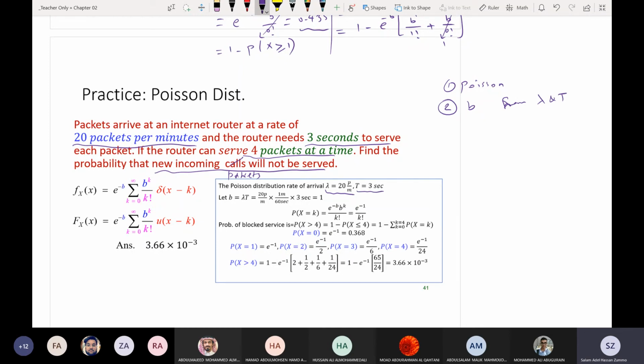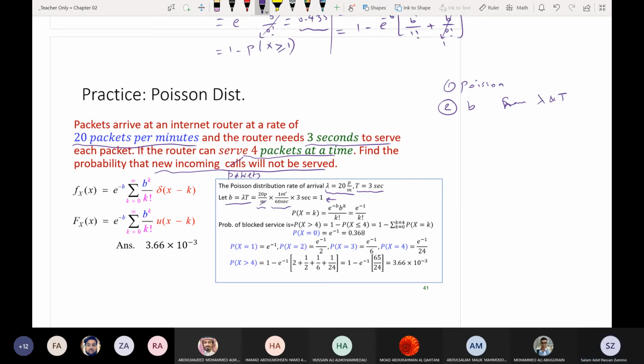And I have minutes and seconds. I need to either convert the seconds to minutes or the minutes to seconds, otherwise it won't work. So let's work with seconds. B will be lambda T. Lambda here is 20 packets per minute, multiplied by 1 minute per 60 seconds. Minute cancels minute, so we have 20 over 60 per second, multiplied by 3 seconds, I get 1. So B, the average arrival, is 1.